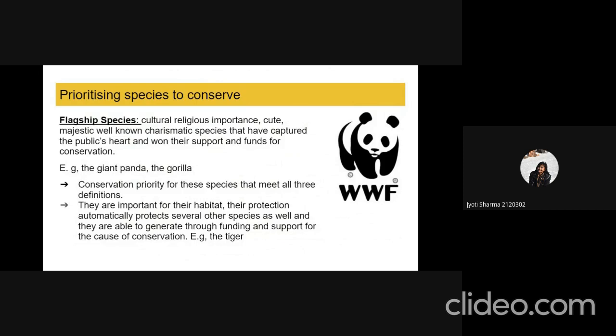So if one species meets all three criteria, if it is the keystone, the umbrella, and also the flagship species, then we must give priority to conserve that species. This is the conservation priority for species that meet all three definitions. They are important for their habitat, they protect other species, and they are also able to generate funding and support for the cause of conservation, such as the tiger.